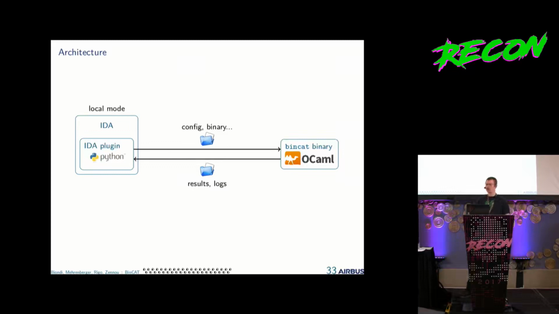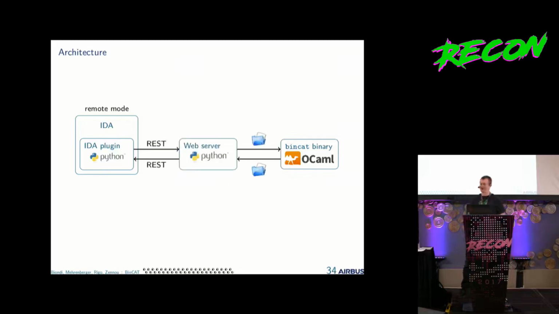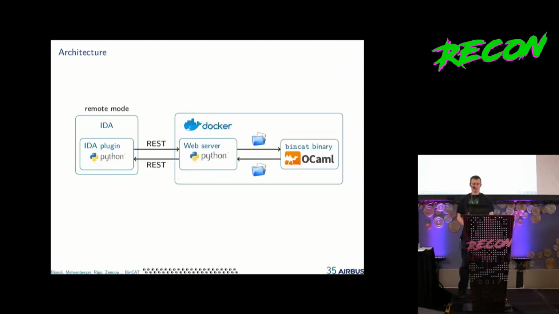machine, but sometimes you may want to run it somewhere else. For example, if you need a more powerful machine to run the analysis, or if you're running Windows, because that's easier for us to use Linux only. So we include a web server that allows for remote BinCAT usage. So you can install the plugin on the machine and have BinCAT running on a server. And we provide a Docker image for easier deployment.